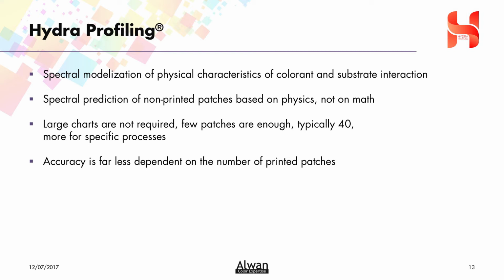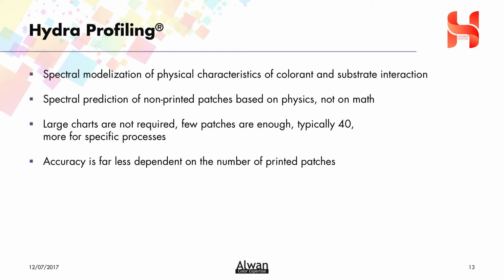Spectral prediction is not about calculating a color from adjacent printed colors using mathematical interpolation. Spectral prediction is about modelization of the interaction between light, your instrument light, the colorant, your ink, the substrate, your paper. By understanding how this interaction works, so by modelizing the physical characteristic of this interaction, you are able to calculate, to predict the non-printed patches.